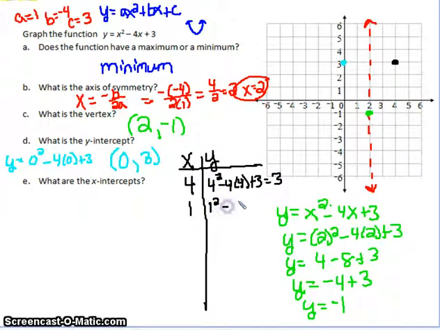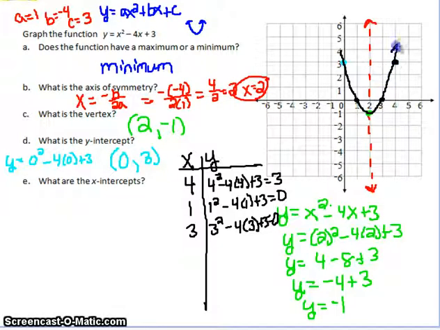We can plug in 1 and get 1 squared minus 4 times 1 plus 3. 1 squared minus 4 is negative 3, and negative 3 plus 3 is 0. And if we plug in 3, 3 squared is 9, and then we get negative 4 times 3 is negative 12, plus another 3 is 0. So here, we're getting my parabola. Looking pretty good.